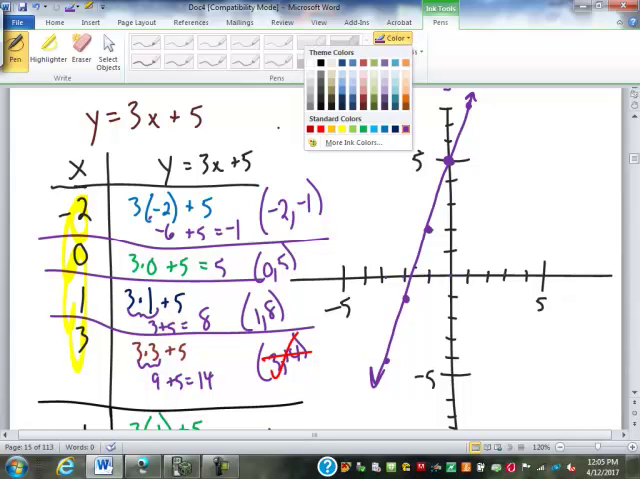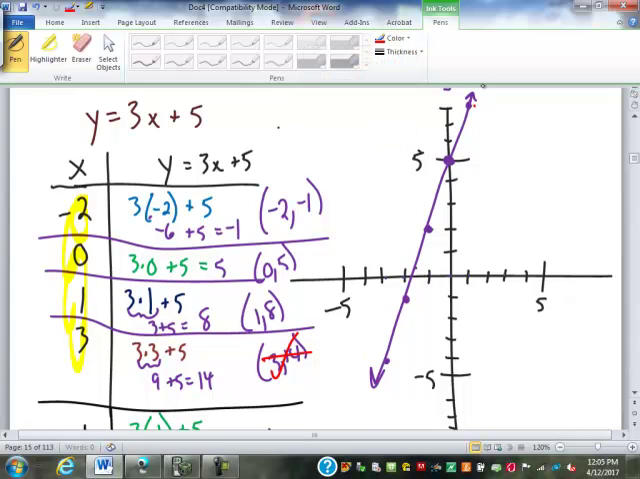So I'm going to stop for a second here and talk about that line. What does that line truly represent? I mean, it goes through all these dots that we put on here that are solutions to that equation. They're ordered pairs that are solutions to that equation. But the line's more powerful than that because every point on that line is a solution to that equation.